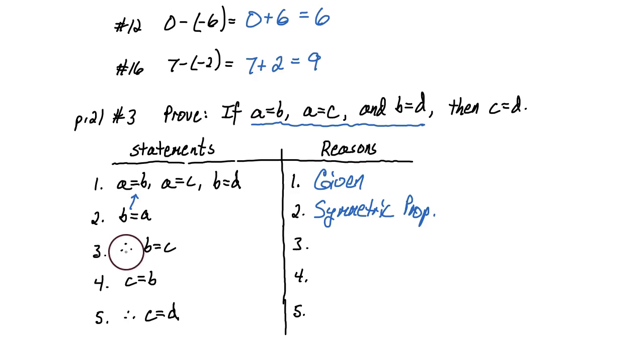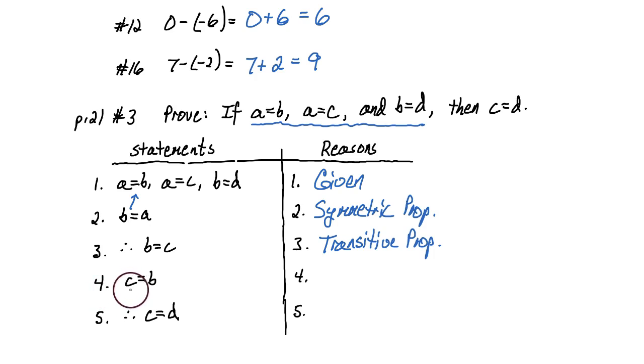Statement 3. The 3 dots are the word therefore. Why can we conclude that B equals C? Well, look at what was written before. We had written that B equals A, and then above that A equals C. So let's connect those together. If B equals A and A equals C, then it is okay to say B equals C because of the transitive property.